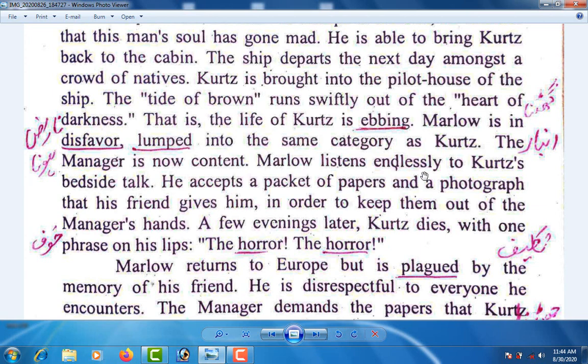Marlow listens endlessly to Kurtz's bedside talk. He accepts a packet of papers and a photograph that his friend gives him in order to keep them out of the manager's hands. A few evenings later, Kurtz dies with one phrase on his lips: the horror, the horror.